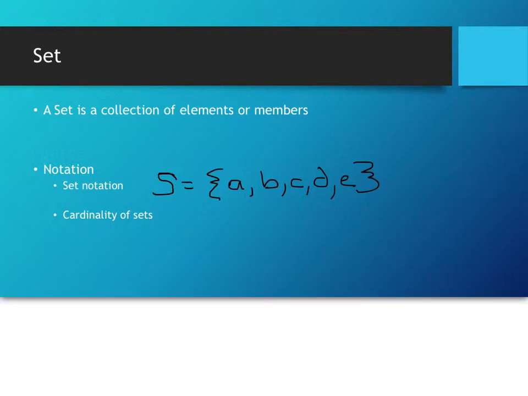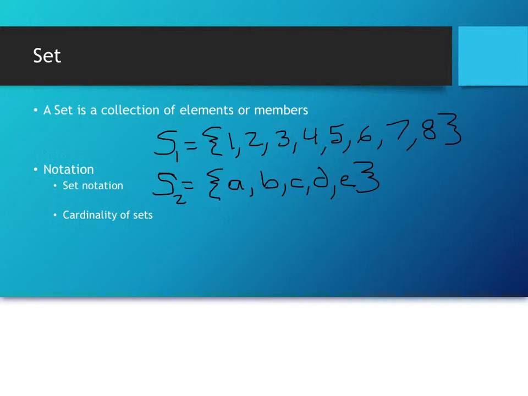So you can have sets of letters. You could have sets of numbers, right? 1, 2, 3, 4, 5, 6, 7, 8. I'll call this one set 1 and this set 2. You can have sets of states. You can have sets of anything. All right. So a set is just a collection of elements or objects.